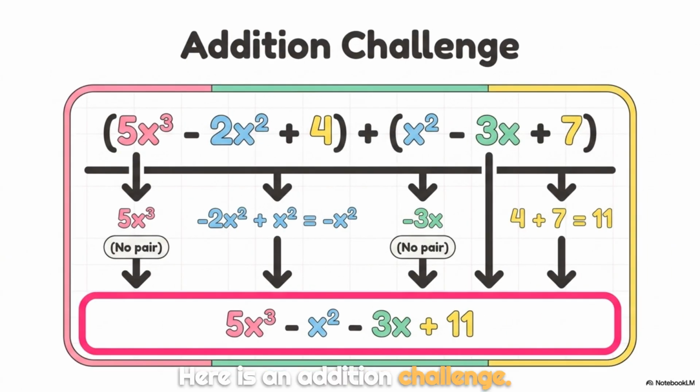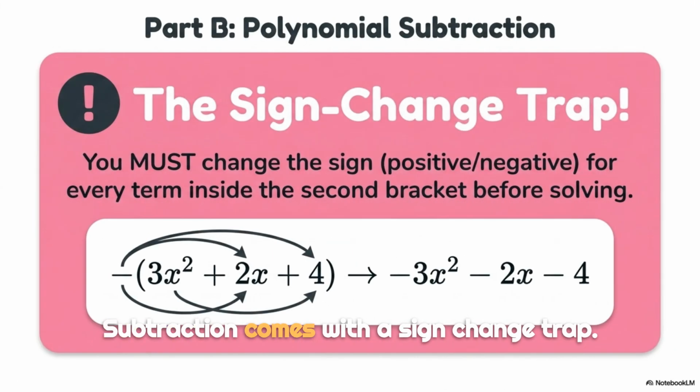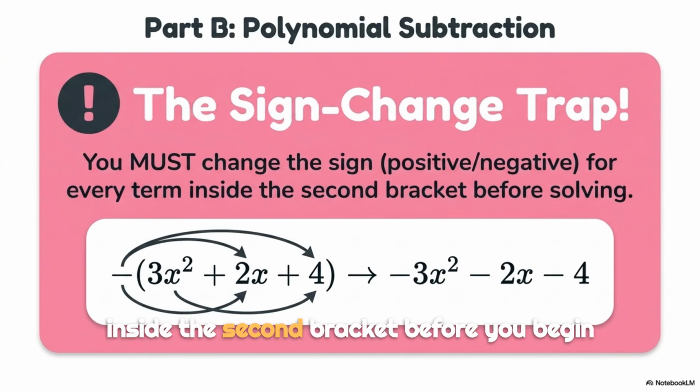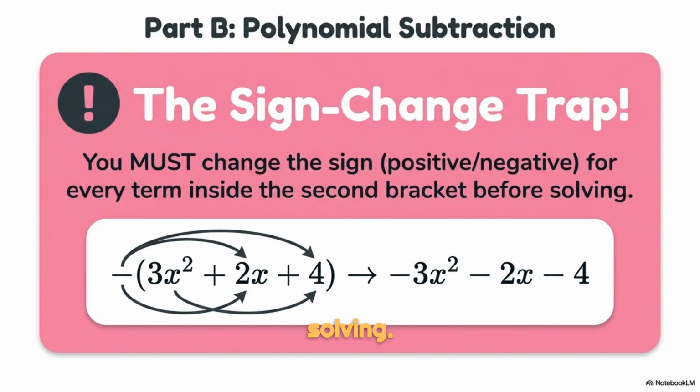Here is an addition challenge. By pairing the terms by their power, we can simplify the expression step by step to reach the final answer. Subtraction comes with a sign change trap. You must change the sign for every term inside the second bracket before you begin solving.